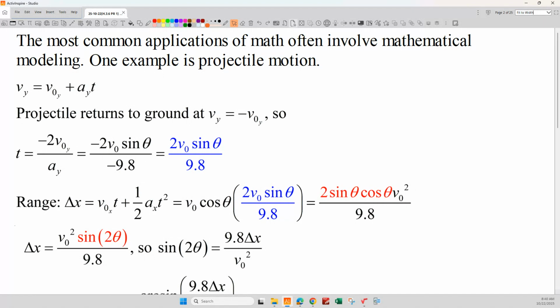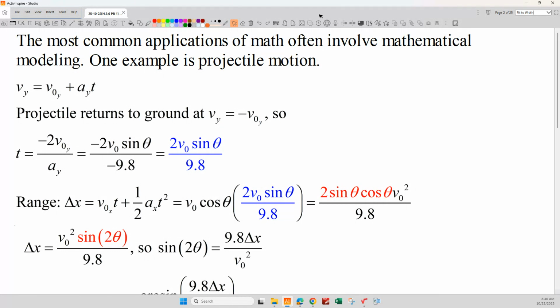One of the most common applications of math involves modeling. That's what we do. We use math to create models that make predictions, and one good example is projectile motion. So this just has to do with projectile motion. I'm not going to go through the algebra with you, but you can look at that later if you want to, but I want to just show you how valuable math can be.